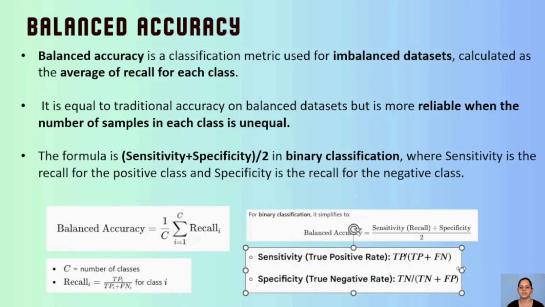For sensitivity, or in short recall, that's true positive divided by true positive plus false negative. Then for specificity, which we call the true negative rate, that's true negative divided by true negative plus false positive.